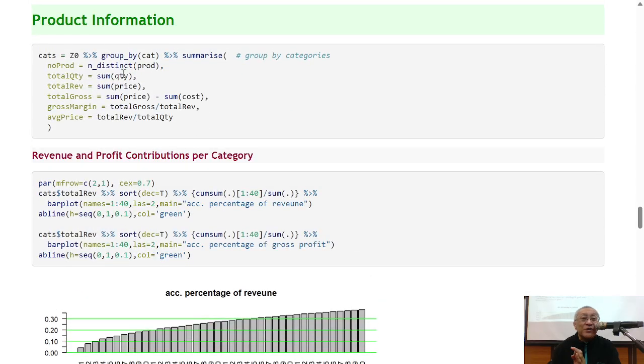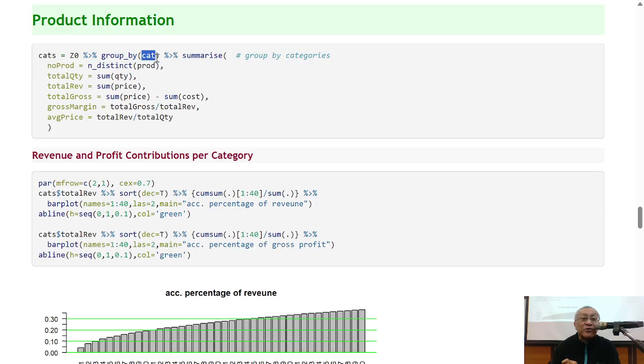So, this is for exploring the difference within customer groups, right? And the other thing that we may be interested in is the product information, right? Okay, so as you can see, right now I define a table by group by category and then summarize. I summarize the number of distinct products, the total quantity sold, the total revenue generated, the total gross profit, and the gross margin, right? And also the average, right?